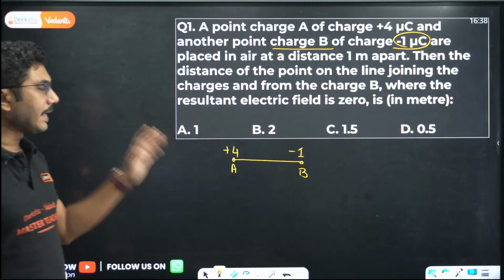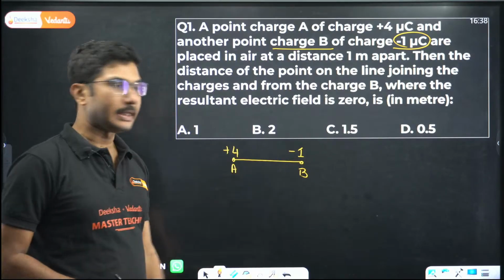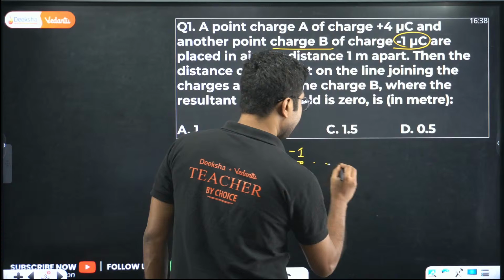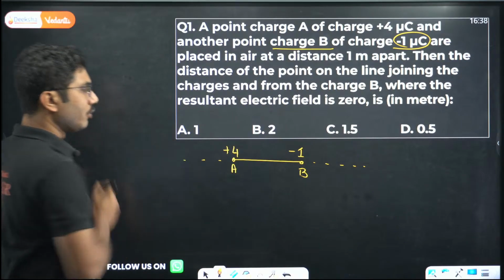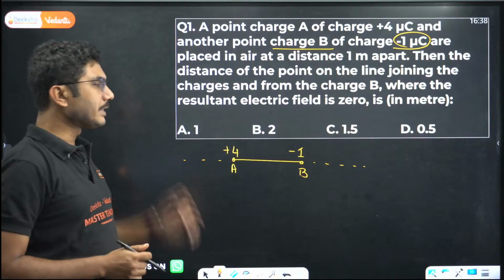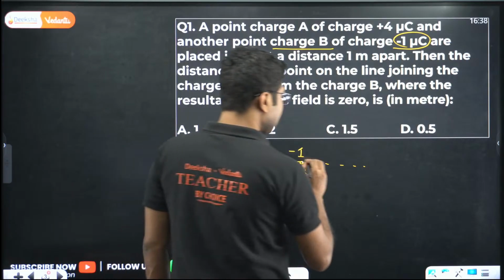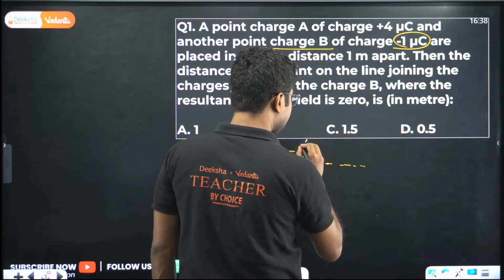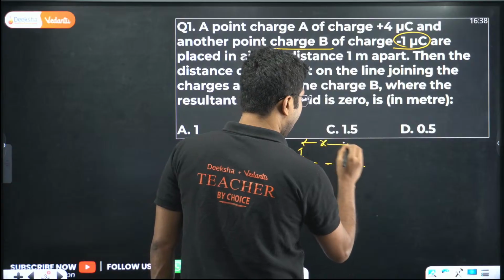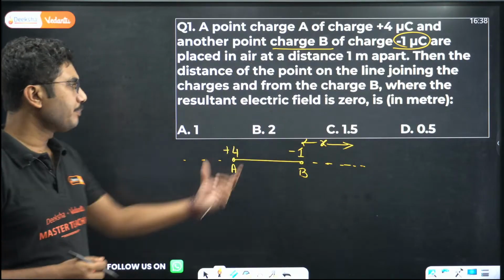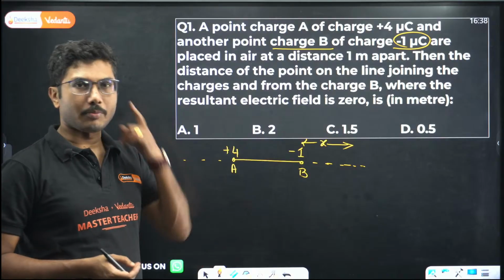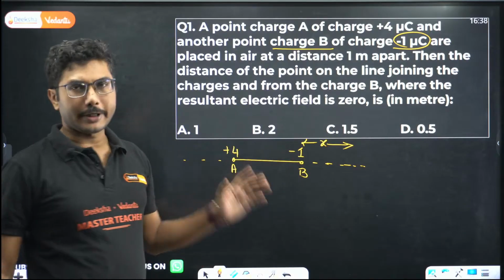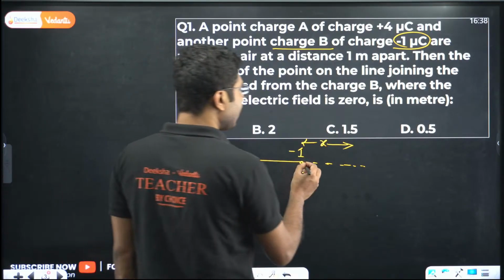So electric field can never be 0 between A and B, so it has to be on this side or this side. Anywhere it can be. Let's say that the point is on this side, at a distance x from -1, where we have the null point, and we are trying to find the null point based on this. So what will be the electric field due to this?